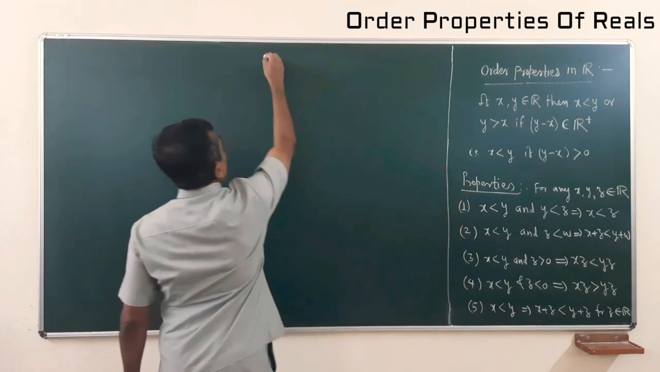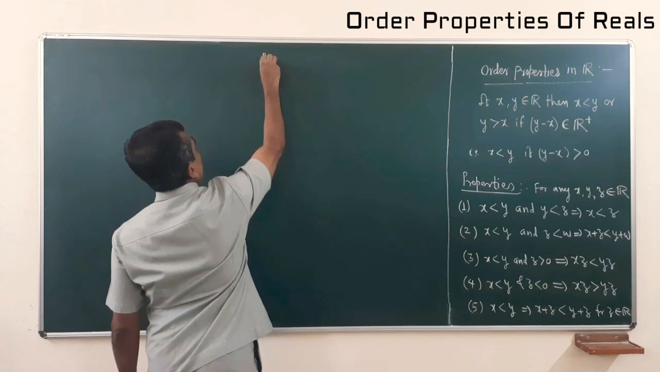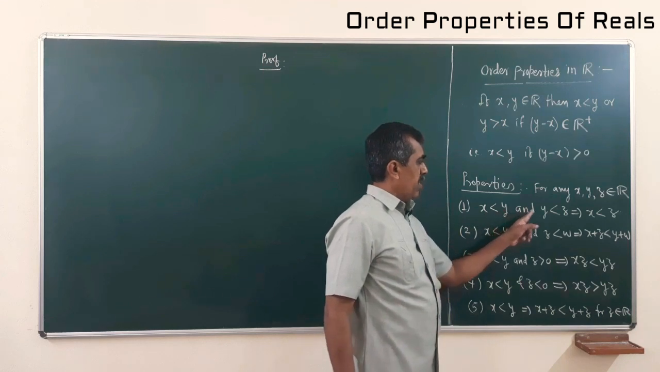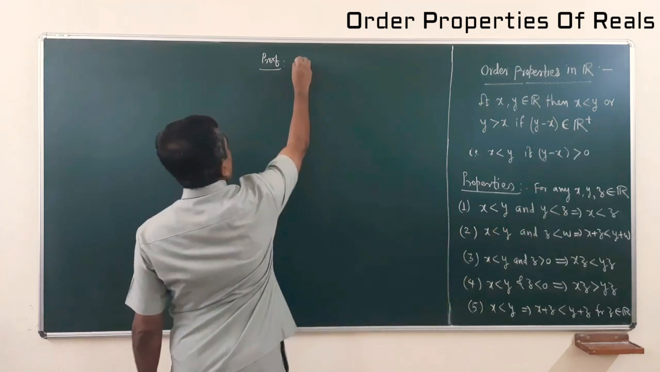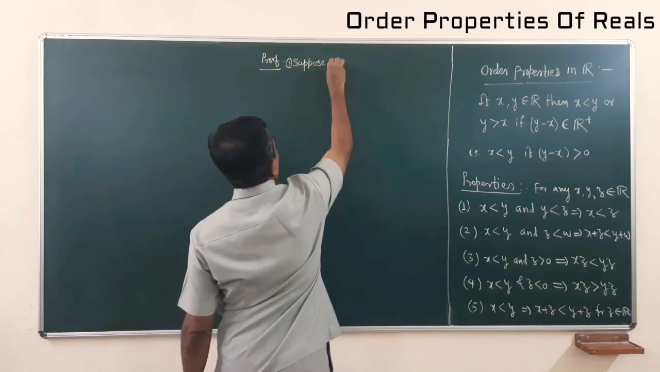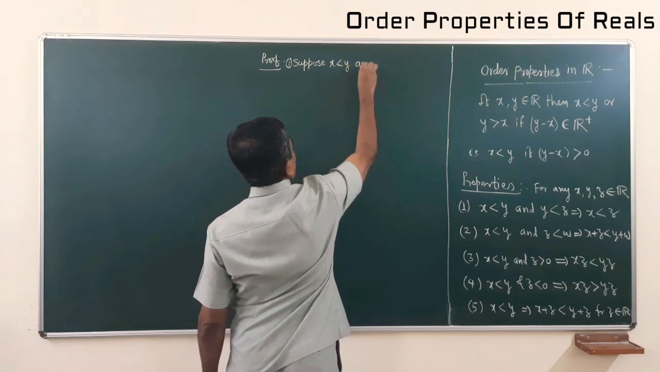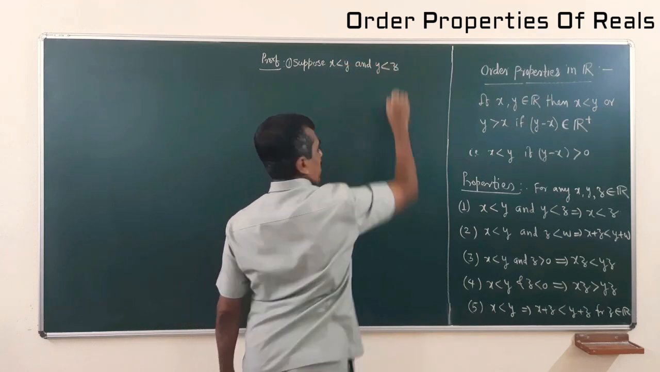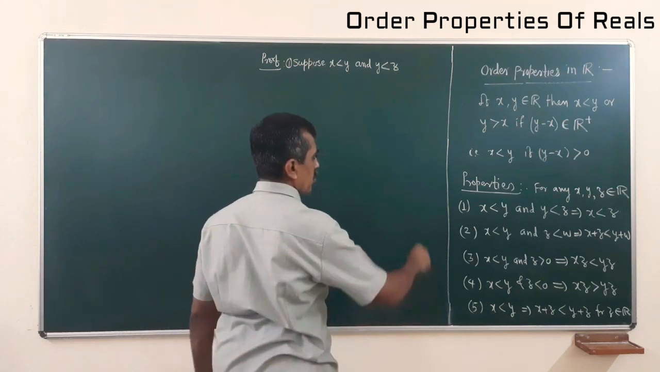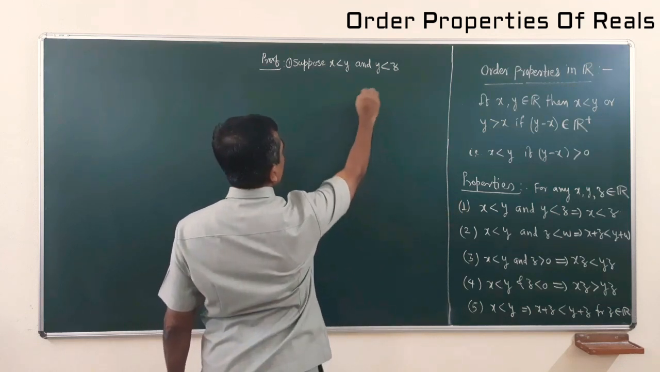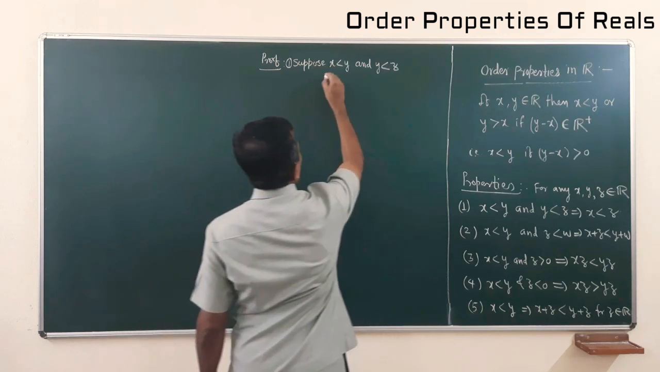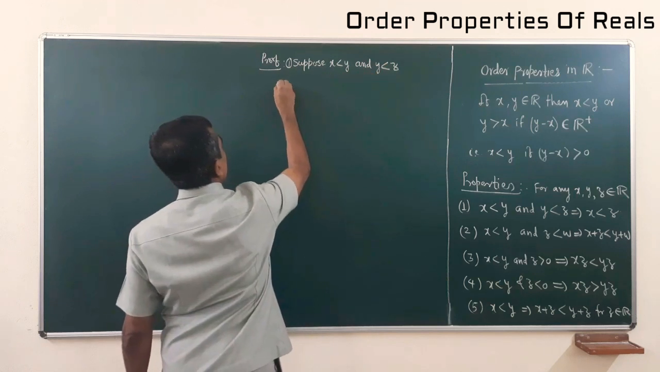Now see how to prove the first property. Proof. So what I assume is, suppose x less than y and y less than z. This is the first property. Suppose x less than y and y less than z. I assume that x less than y and y less than z.